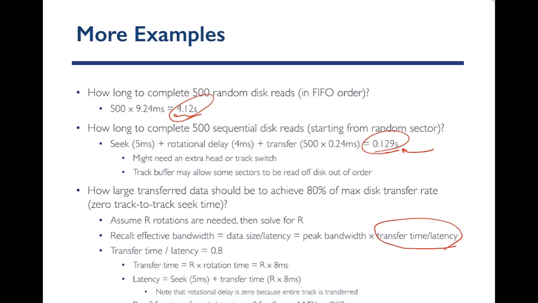What is the latency? Now, we're assuming that we have to seek to a random track. So it's going to be the seek time. We're going to pay the seek time. We're going to pay the transfer time as well. So that's our latency.